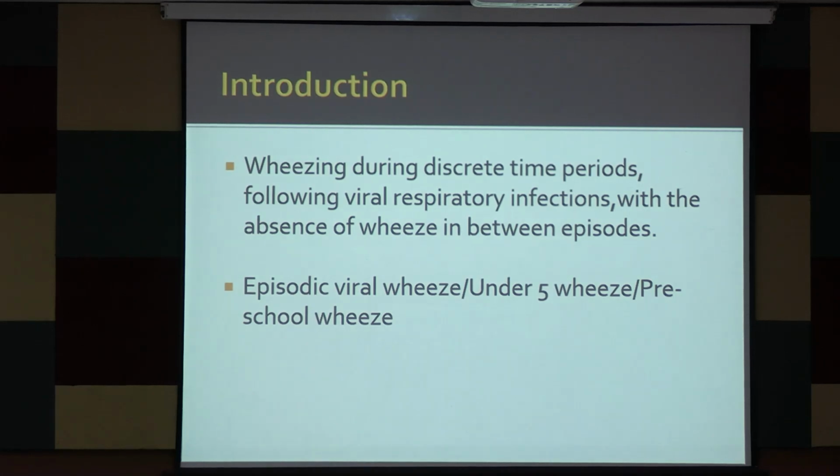There is no symptom. But whenever the child has any type of respiratory infection, an upper respiratory infection, the child comes with cough and wheezing. These are the newer terminologies: episodic viral wheeze, under 5 wheeze, or preschool wheeze. These are the new terms rather than using the old term Wally.